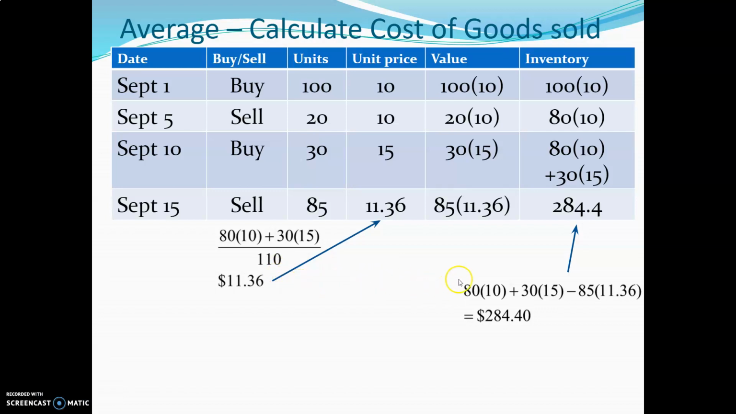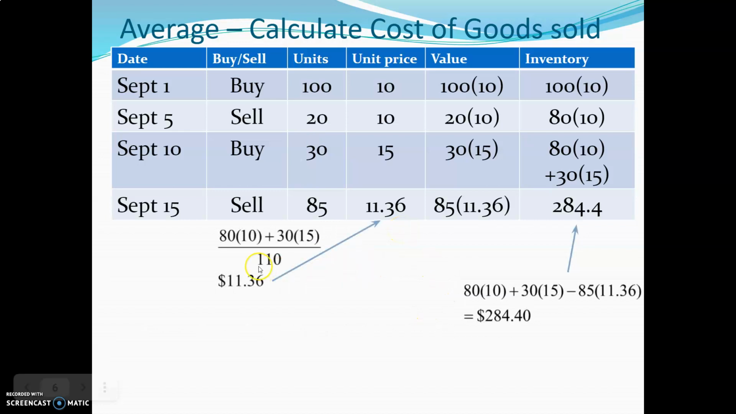And so when we go off to sell this, our inventory will end up being listed here as 80 times our 10 plus 30 times the 15 minus 85, because that's what we're selling, times the overall average price, which was 11.36, coming from this average unit price here. Again, our computers are automatically going to be updating this overall average price. In fact, this is typically what you'd find if you were working in something like buying and selling stocks.